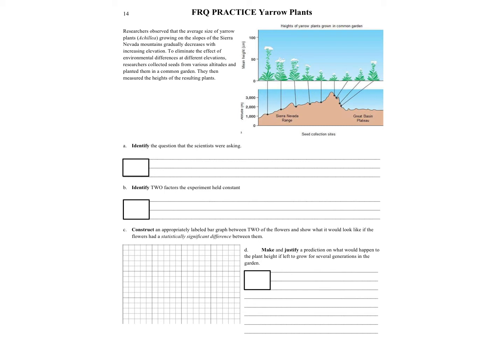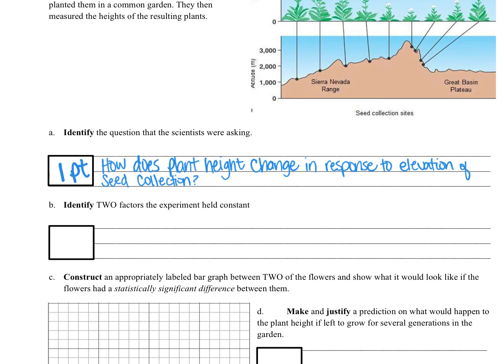This type of question would be worth 1 point. And the question would sound something like this. How does plant height change in response to elevation of seed collection? When you format a question like this, it sets it up so that your dependent variable, plant height, is affected by the independent variable, which is the different elevations at which the seeds were collected.